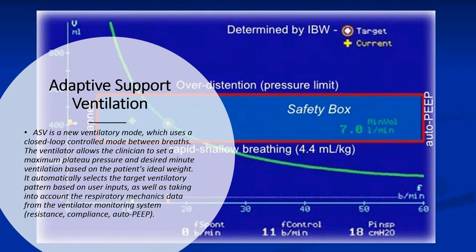So we use a low tidal volume and change the rate based on what we think the pathology is. Good thing about adaptive support ventilation is it measures all of those parameters for us. So it measures those parameters and it adjusts the rate and volume based on the lung compliance, resistance, and how long it takes them to exhale. And it adjusts the rate and the volume to achieve a certain minute volume.